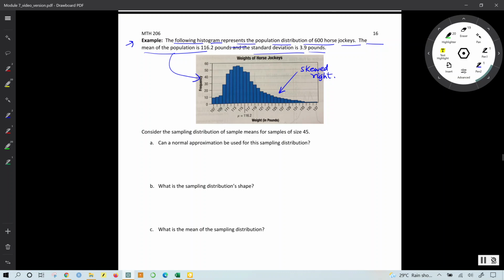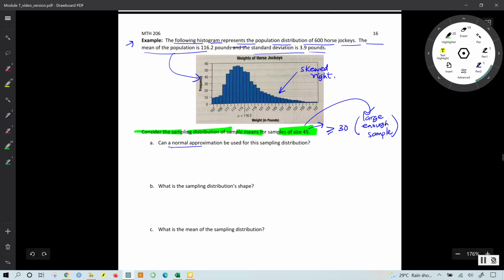Well, if we're going to get the sampling distribution of all the sample means, what distribution can we use? What we need to note is this. If we're to consider the sampling distribution of sample means for size 45, take note that this size is greater than or equal to 30. That is, it is at least 30. So, in statistics, this is considered a large enough sample. Because this sample is large enough, we are still allowed to use the normal approximation for this sampling distribution.